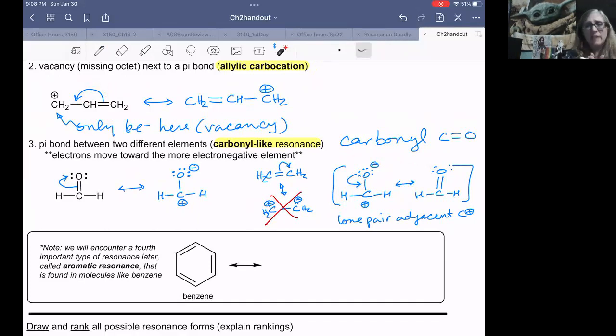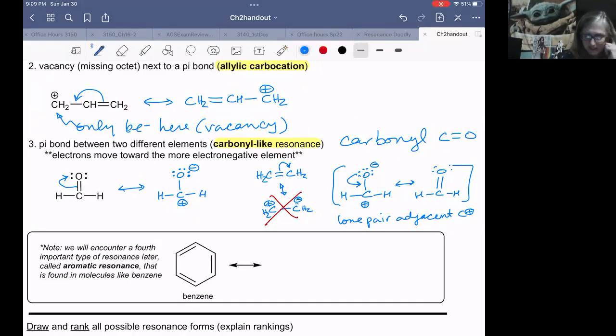Okay, so those are the types of resonance that are going to answer the questions in chapter 2 and beyond. We're going to be seeing resonance play a role over and over and over. So it's such an important topic, such an important concept. There's another really important type of resonance, but it's not going to answer any questions right now.